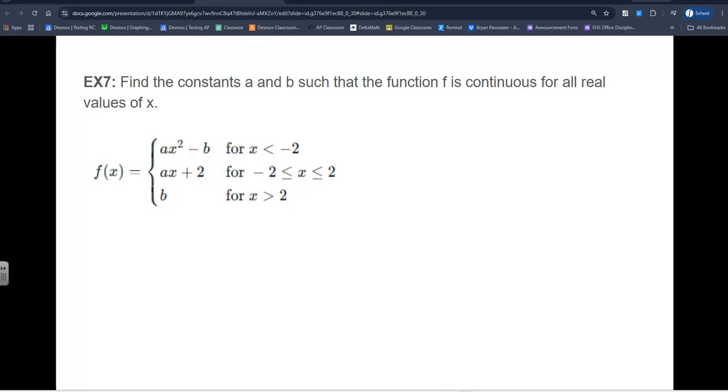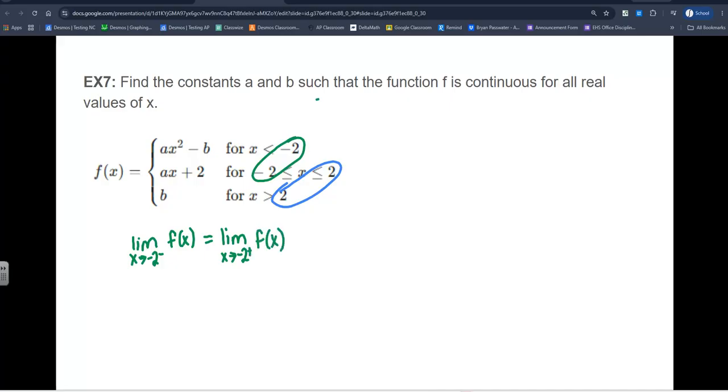Let's think about how to do it algebraically. Okay. All three of these pieces, this is a quadratic, this is a line, this is just a horizontal line, right? All three of these pieces are continuous everywhere. You're not going to have discontinuities within the pieces. So that means that your two issues are at -2 and at 2. Okay? So that means the limit as x approaches -2 from the left of f of x has to equal the limit as x approaches -2 from the right of f of x.